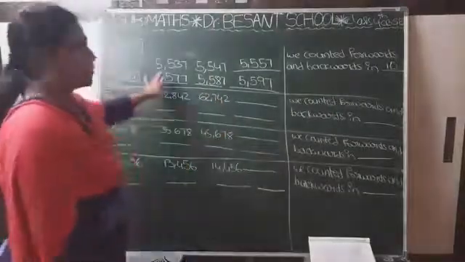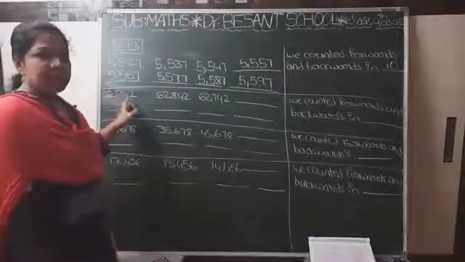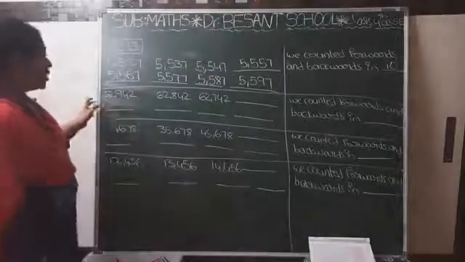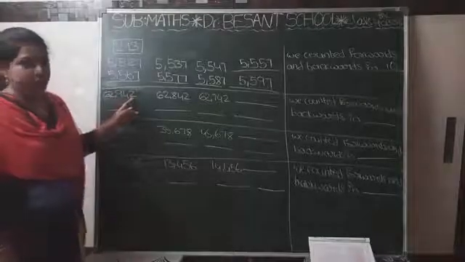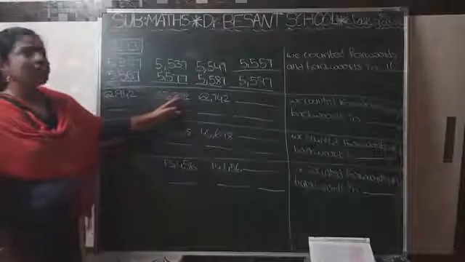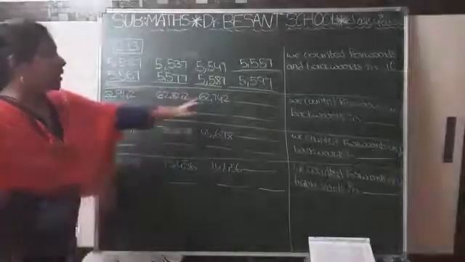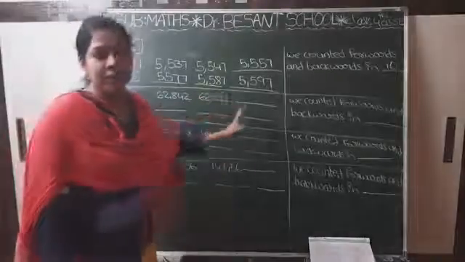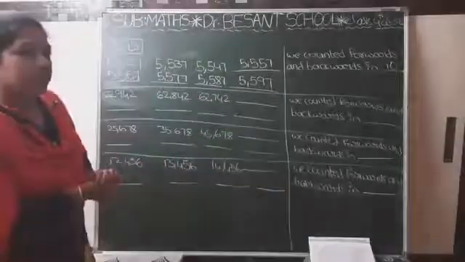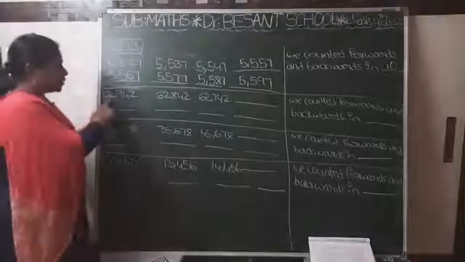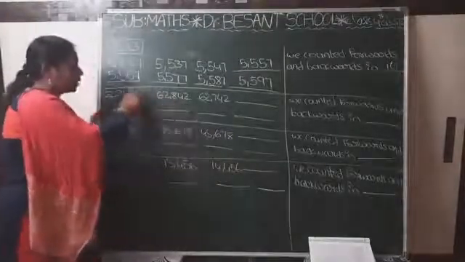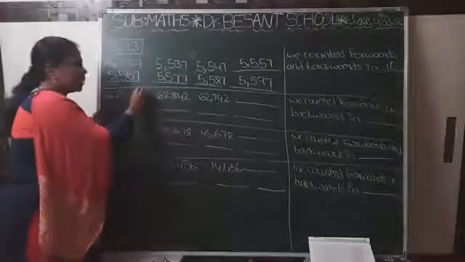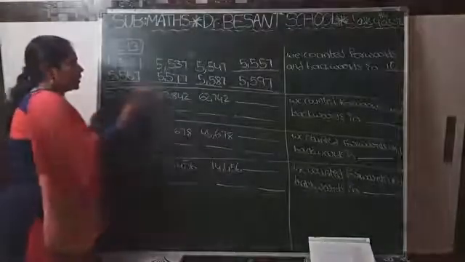Observe children, note down this one first. Next, observe the second one. See children. Here 62,942 is given for you. Next, 62,842 is given for you. And 62,742 is given for you. Now observe children, what happened here? 62,942, 62,842. What happened here? In between these two terms, 100 is subtracted.